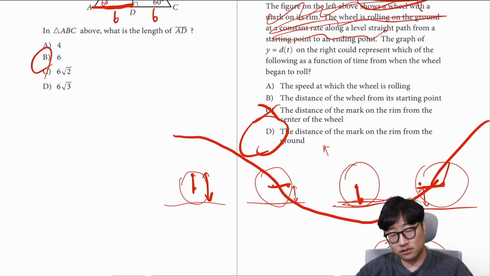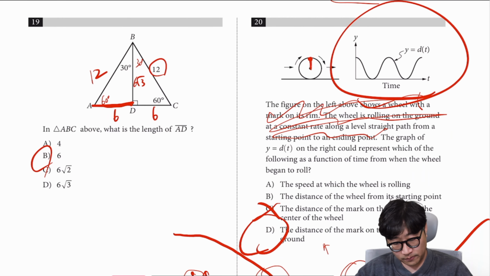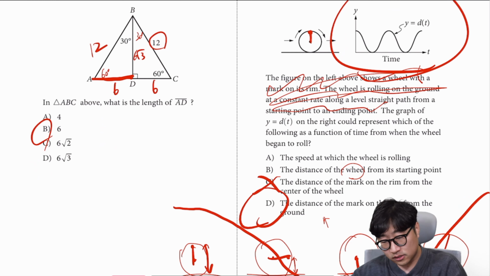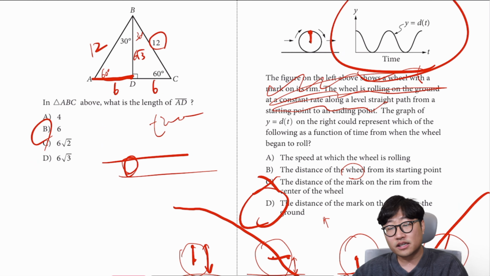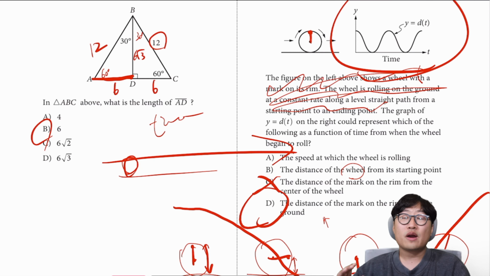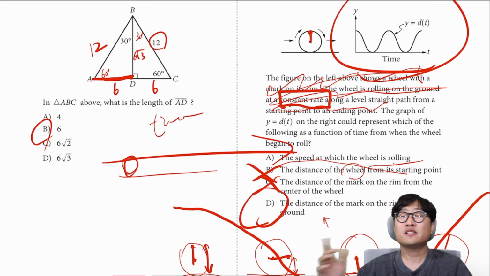The graph should look something like this. It just doesn't change. The distance of the wheel from its starting point should only go up, because let's say you start from over there, and then as time goes, time flies, it just keeps going to the right. So the graph shouldn't go down, up, like that. It should just go up, right? So that's a no-no. The speed at which the wheel is rolling, they gave you a constant rate, so the speed is not going to go up, speed is not going to go down, speed stays the same.